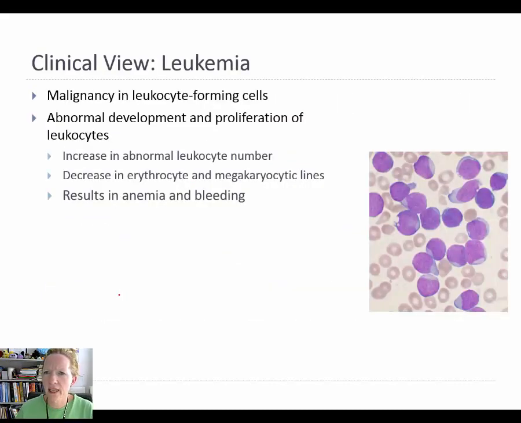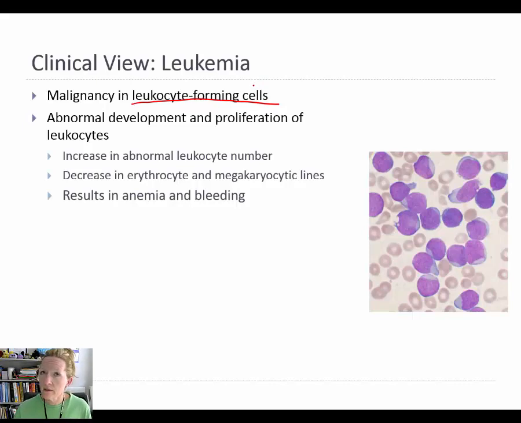So now let's go ahead and take a look at leukemia. Leukemia is going to be where you have a malignancy in leukocyte forming cells. It's going to stem from the bone marrow. And if you know anyone with leukemia, then sometimes some forms might need a bone marrow transplant.